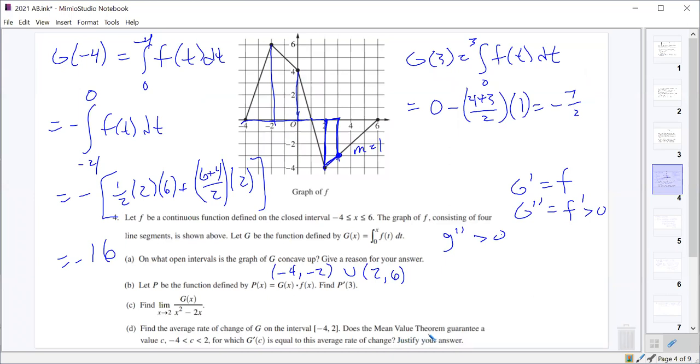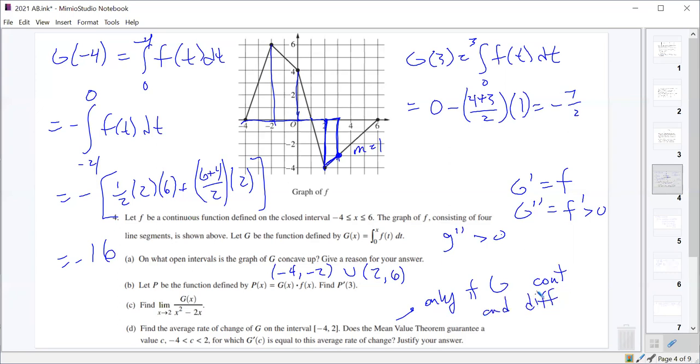And then they say, does the mean value theorem guarantee a value C between negative 4 and 2 for which g prime of C is equal to this average rate of change? Well, theoretically, yes, but only if the initial conditions are met. Right? I mean, that's what the mean value theorem says, that the average rate of change equals the instantaneous rate of change if your function is what? Only if g is continuous and differentiable.